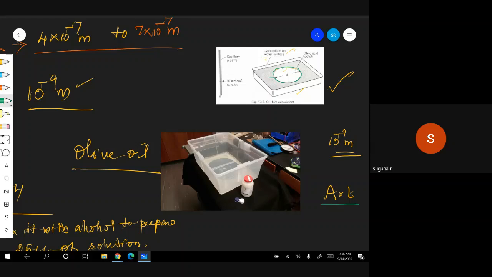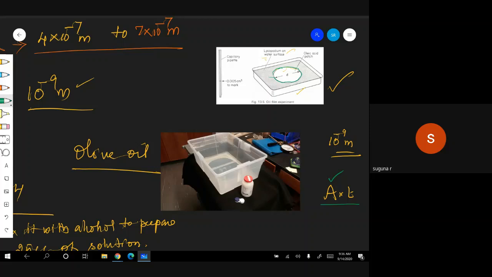Now our job is to find A. How to find the area of the spread? It is a very, very small patch. Either you can find the area occupied by the oleic acid using a powerful microscope, or if not, there is one more method. Take transparent butter paper, the oil sheet, I think you know.